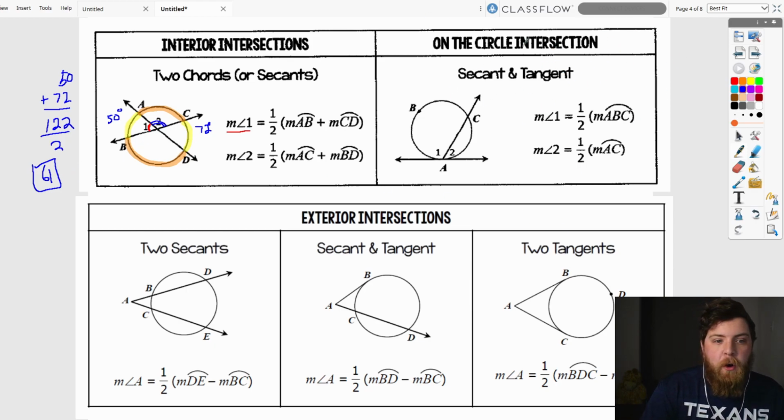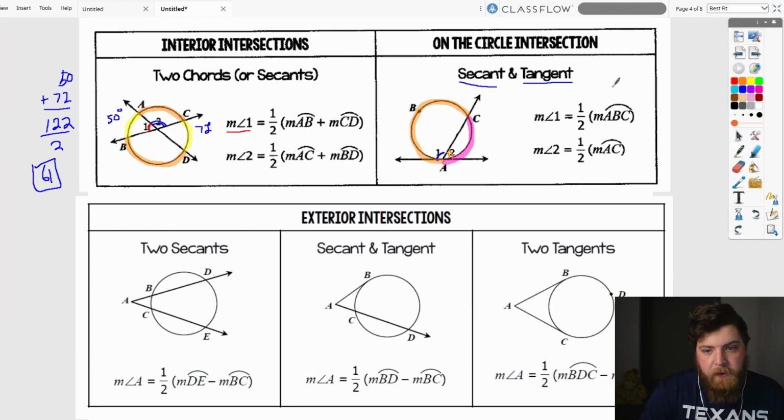If they intersect on the circle, which would be a secant and a tangent, if the measure of angle 1 would be half of its arc, right? So from A to B to C. Okay, it would be half of that arc. And then the measure of angle 2 would be half of its arc, right? So C to A, or A to C, however you would want to write it.